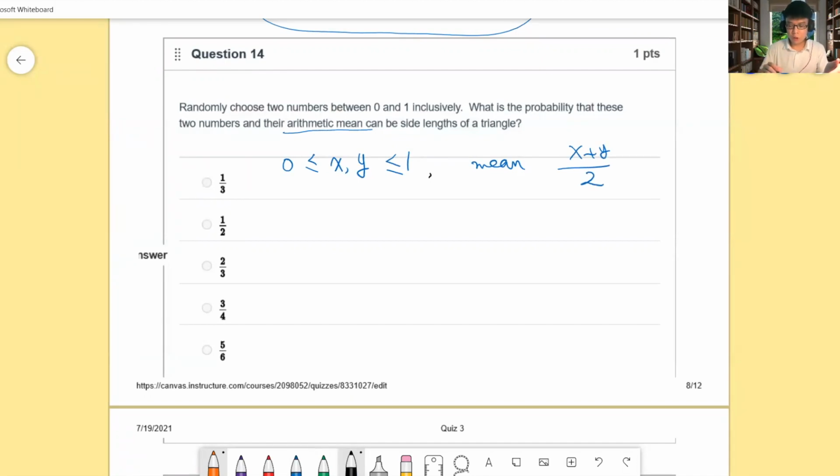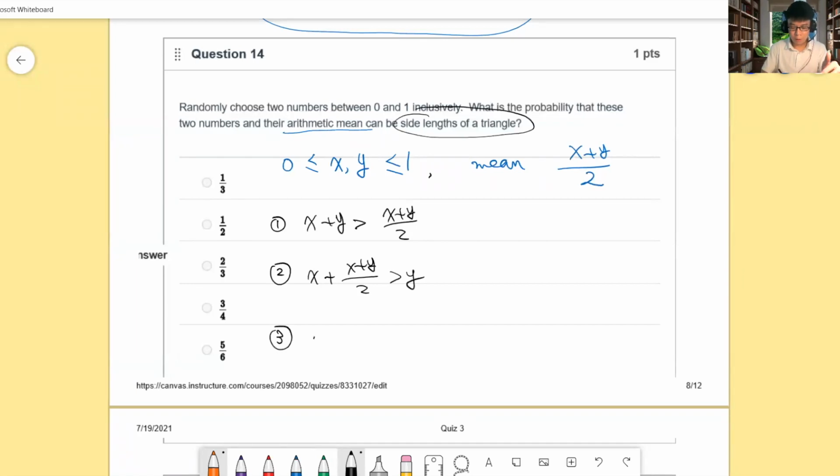In order for these three numbers to be side lengths of a triangle, we must have any sum of two numbers larger than the third number. So for example, I have x plus y is larger than (x plus y) over 2. This is of course true, except that x, y both 0, but in most cases that's true. And second case, x plus the average is larger than y. Third case is y plus (x plus y) over 2 is larger than x. So those are requirements for these three numbers to be three side lengths of a triangle.